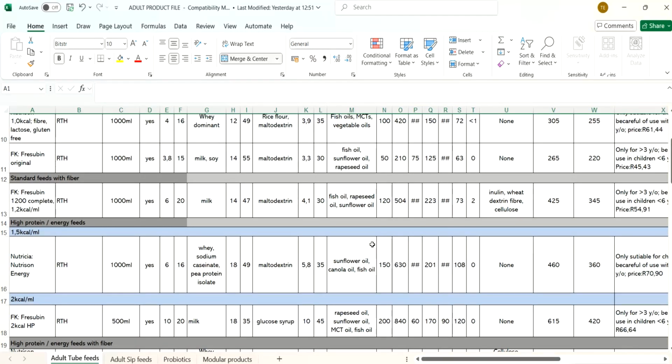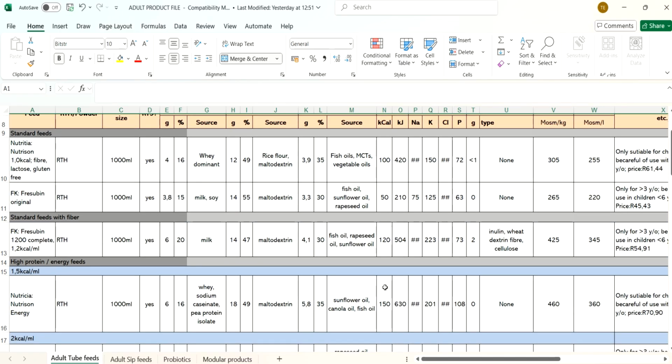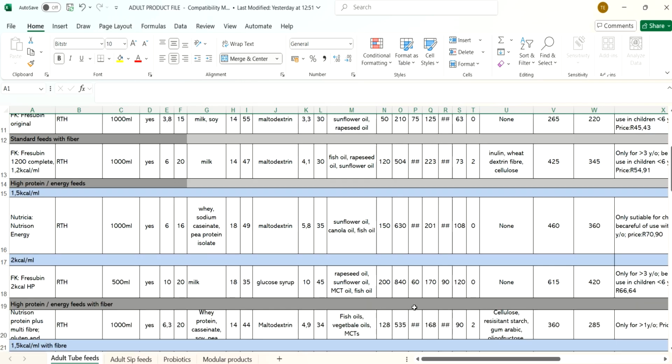But now if you look at your high protein or energy feeds, we have, for example, Nutricia Nutrison Energy, right? This is a 1.5 kcal per ml feed, 150 kcal per 100 ml, if you look at the kcal amount there. So yeah, again, add in all of the information. The same goes, I've separated the high energy protein feeds into different categories. So 1.5 kcal per ml, 2 kcal per ml. If you have a 3 kcal per ml feed, whatever, you add in a new row basically, just to separate it.